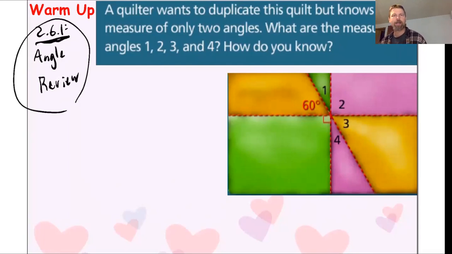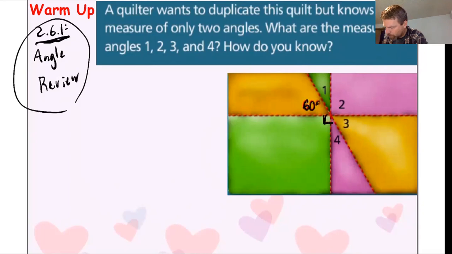Our warm-up actually starts with a kind of cool quilting one where it says a quilter wants to duplicate this quilt right here, that pattern, but only knows a measure of two angles. And then the question asks, what are the measures of angles 1, 2, 3, and 4? So if we look at it, I know this one is 90 because that's what that box stands for. This one's 60 because it says it's 60.